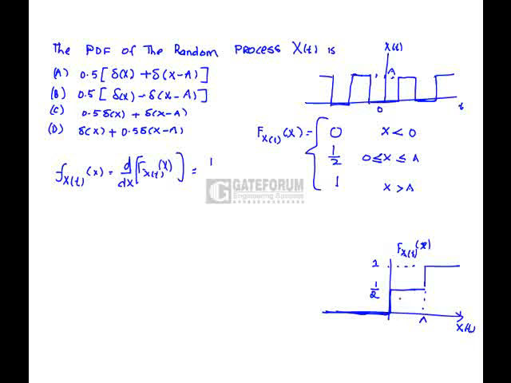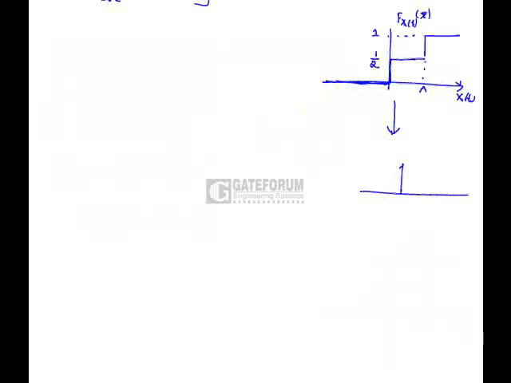Hence, if we differentiate this particular function, we will get the density function. The impulses are of size delta of x plus delta of x minus a, because differentiation of these gives an impulse at this particular point whose magnitude is 1 by 2. Again, this much amount of discontinuity here, so here also the same magnitude because the discontinuity size is half. Hence option A is correct.